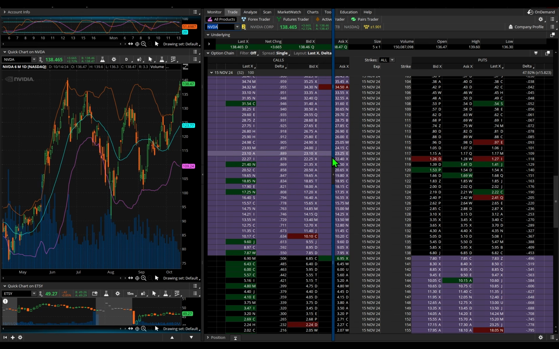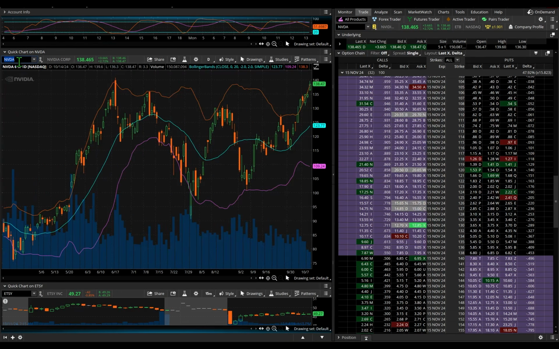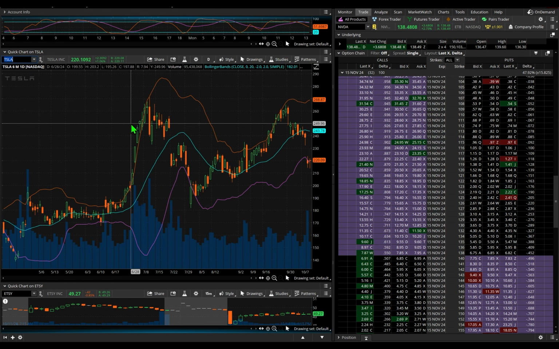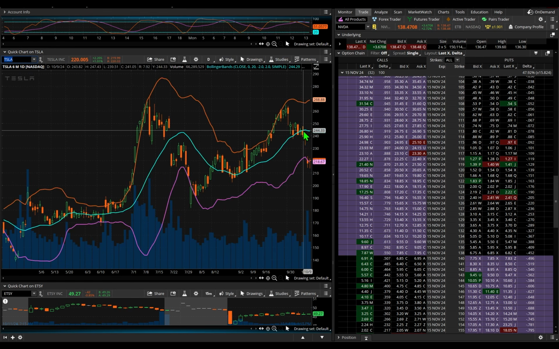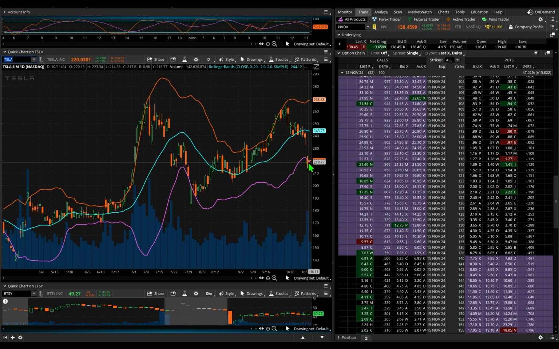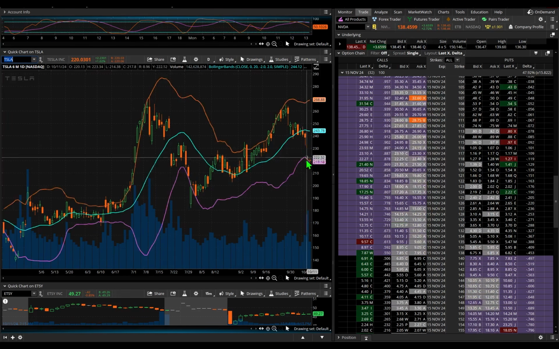Let's pull up, let's say, Tesla, TSLA. All right. We can see Tesla's stock price has recently gone down a lot. But as you can see, it is respecting that Bollinger Band. It went all the way down and now it's popping right back into the Bollinger Band. And so we could see Tesla's stock price rising here in the short term.